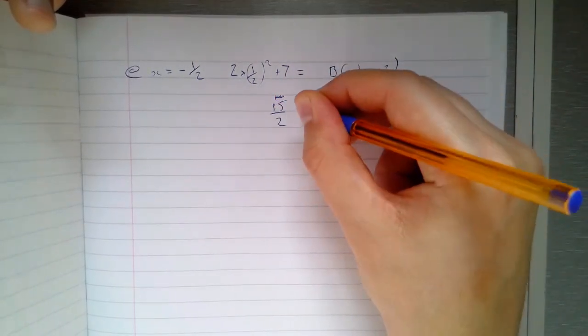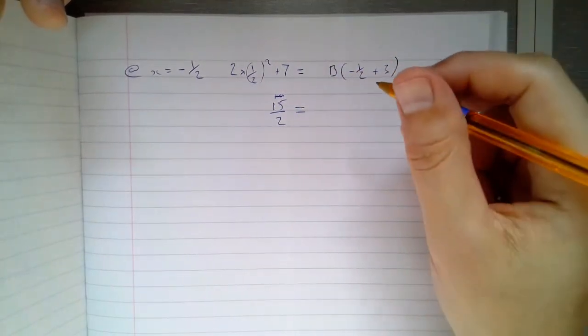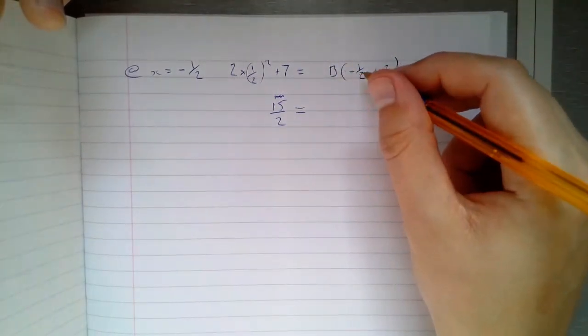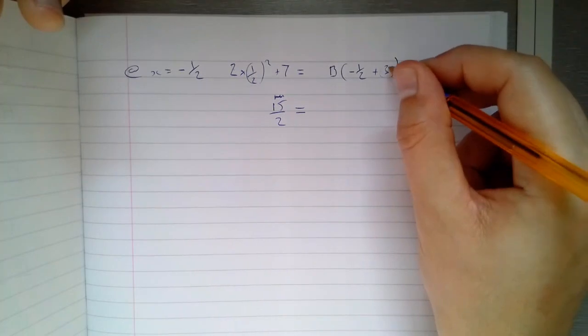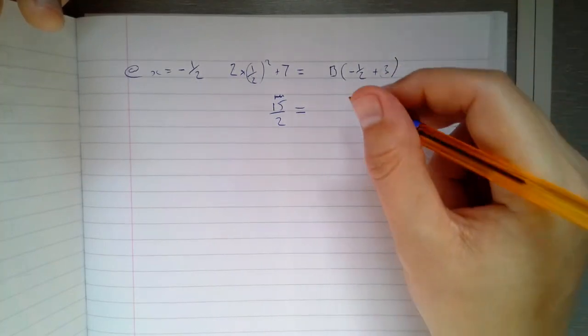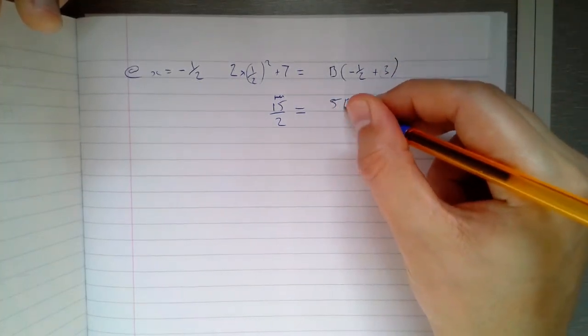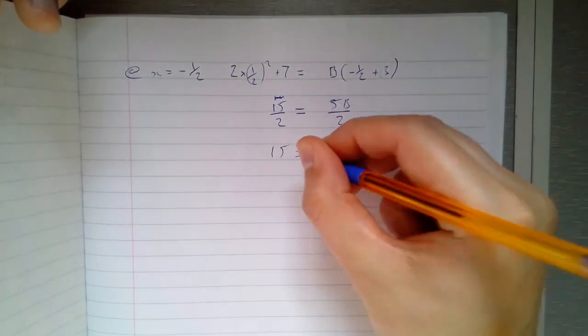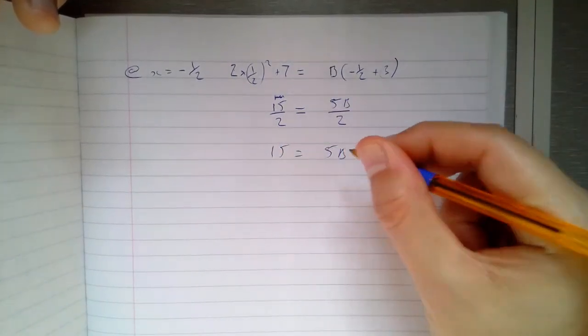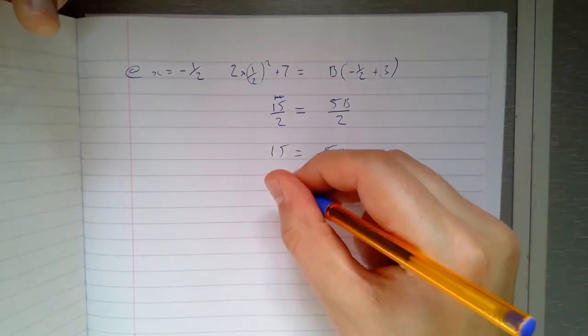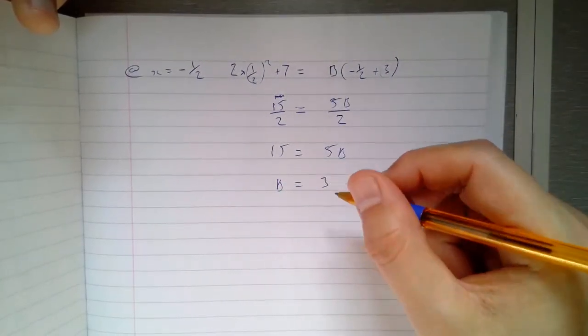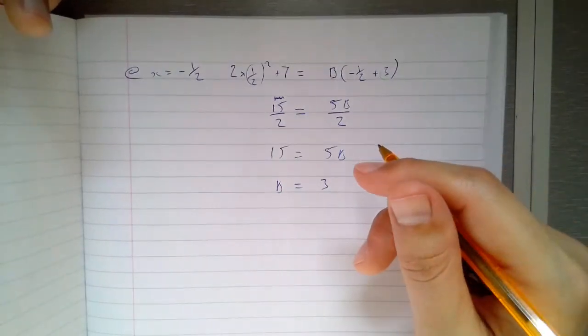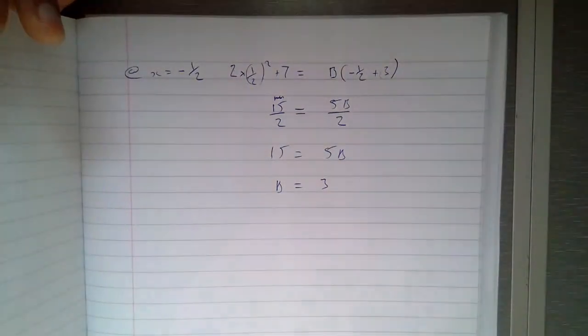I really hope that's right. And b, 3 minus a half, or 3 is 6 over 2, take off a half, that gives me 5b over 2. Times both sides by 2, I get 15 equals 5b, and if I divide by 5, b is equal to 3. And that's right, that's good.